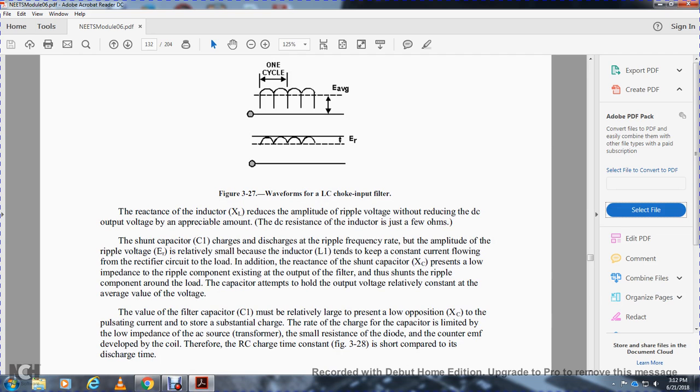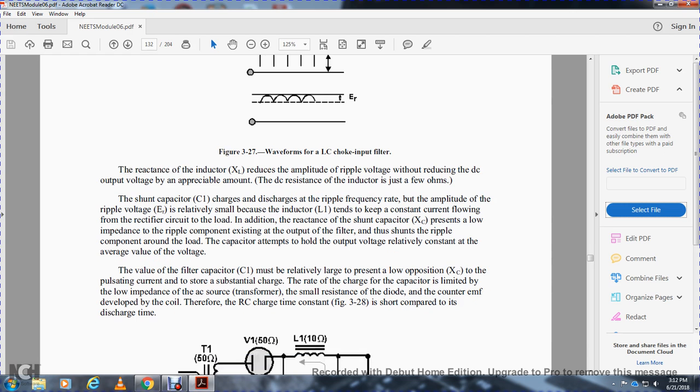The shunt capacitor C1 charges and discharges at the ripple frequency rate, and the amplitude of the ripple voltage is relatively small. The voltage across the resistor is relatively small because the inductor tends to keep a constant current flowing in the rectifier circuit to the load. In addition to the resistance of the shunt capacitor, the capacitor reactance presents low impedance to the ripple component of the existing output, so the ripple component is shunted around the load. The capacitor attempts to hold the output voltage relatively constant at the average value of the voltage.